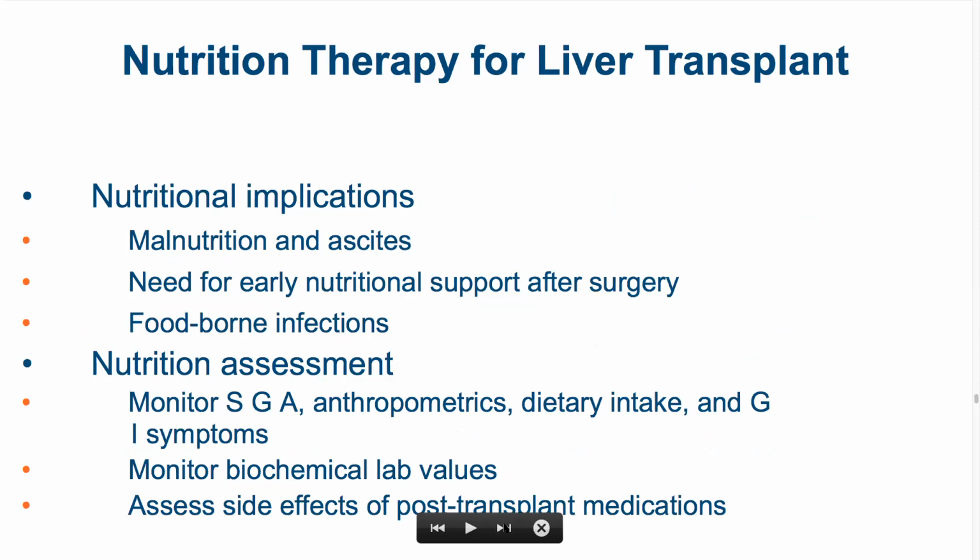For nutrition therapy, the nutrition implications are malnutrition and ascites, need for early nutrition support after surgery, and foodborne infections. For the nutrition assessment, we want to monitor the SGA, anthropometrics, dietary intake, and GI symptoms. You want to monitor biochemical lab values and assess for side effects of post-transplant medications.